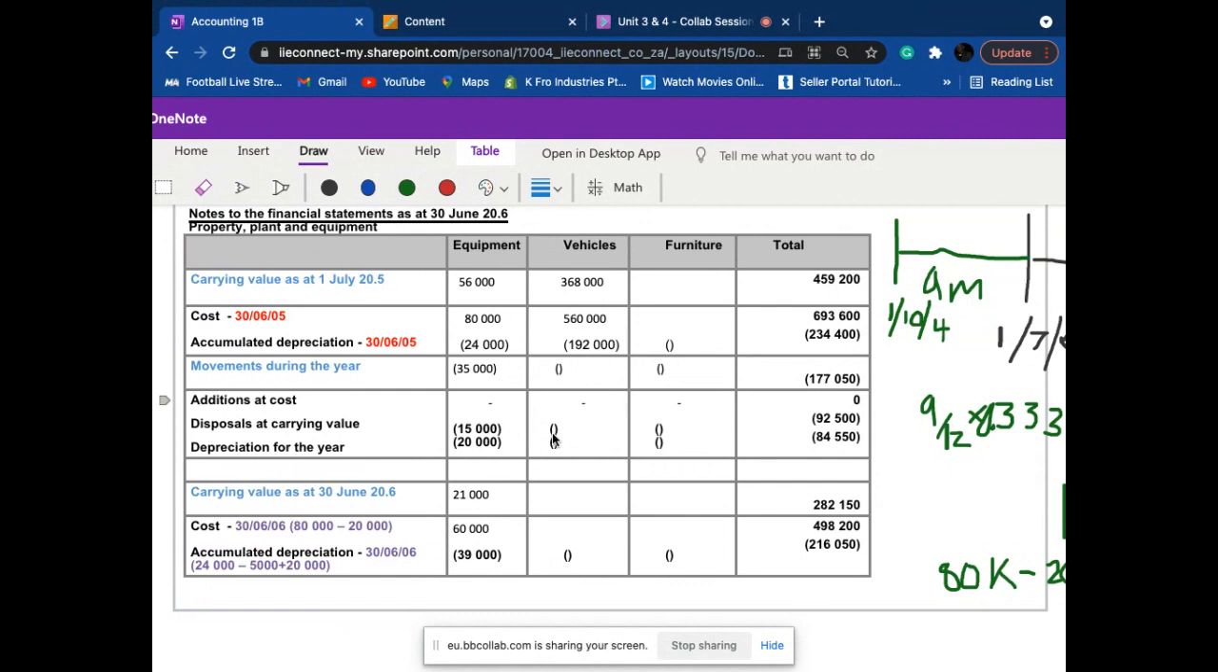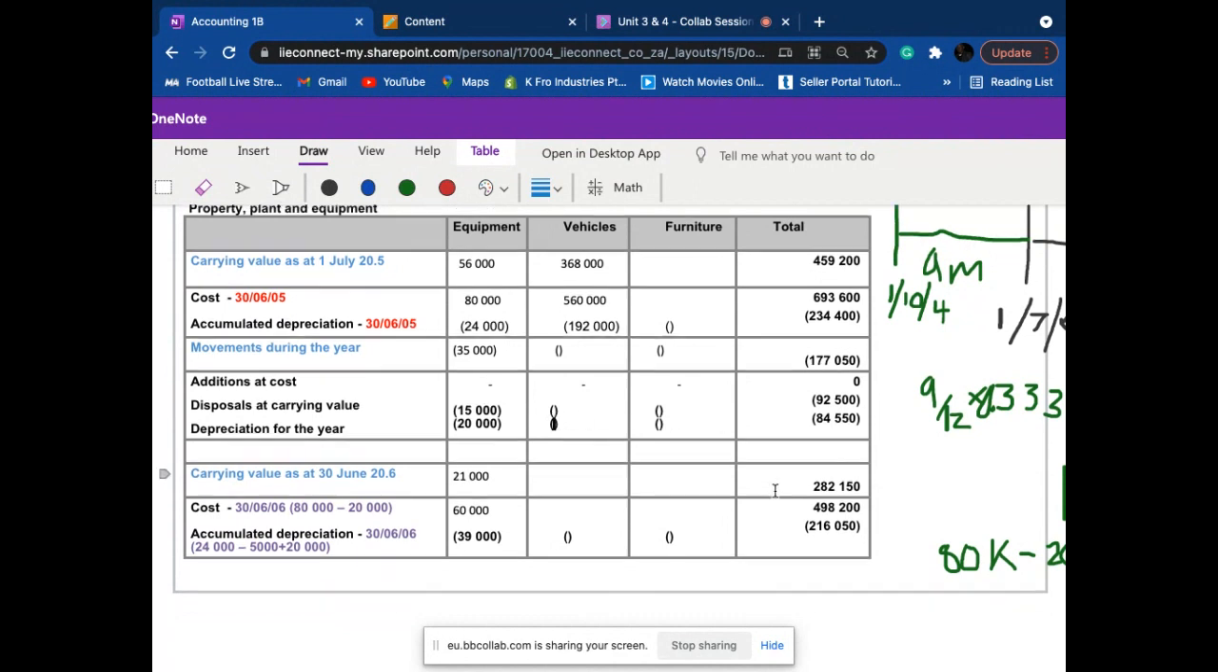Now, let's look into the additional information in relation to vehicles. Vehicles, they say, a vehicle with the carrying value of 60,000, all right, and accumulated depreciation of 91,400 was sold on credit to O Pula for 55,000 on 1 July 2005.